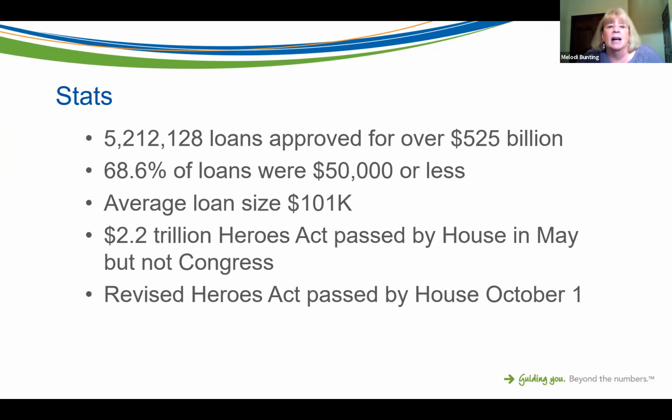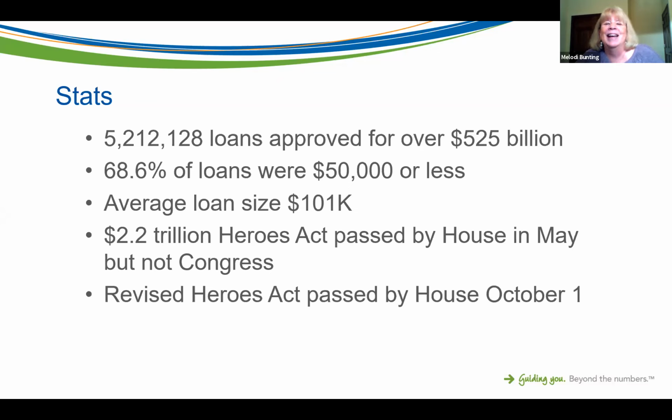And even the 50,000 simplified, which we'll talk about in a minute, did not come in exactly as some people had hoped. There's still some steps to go through versus a simple sign-off kind of situation. The average loan size was 101,000, and there's actually very few that are over that $2 million mark that kicks you into the additional scrutiny.